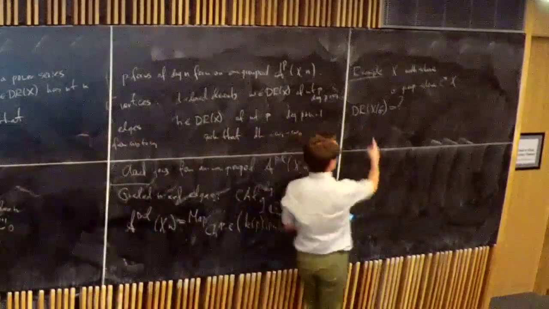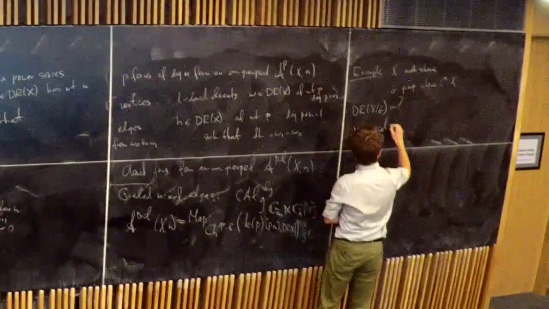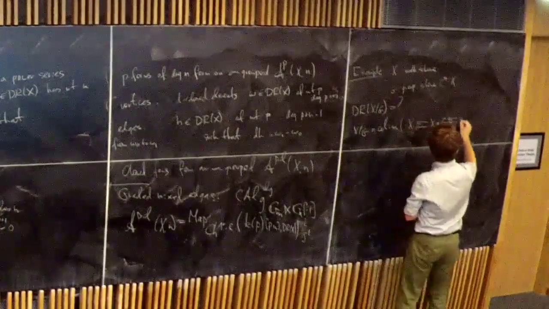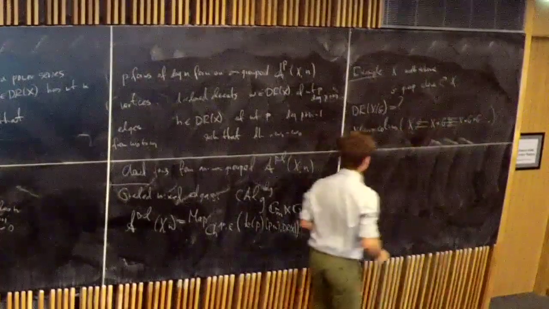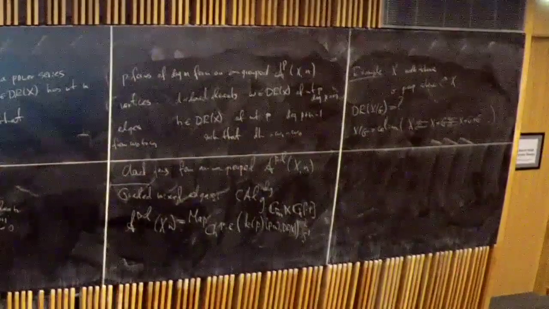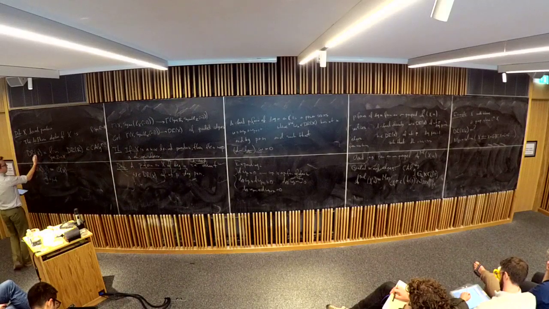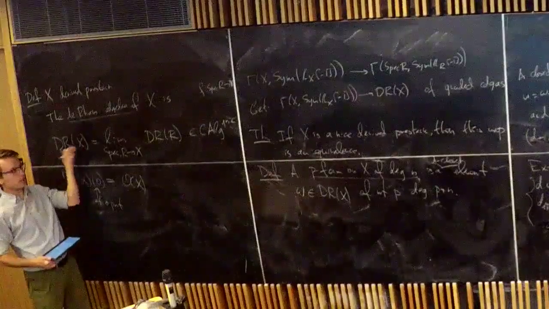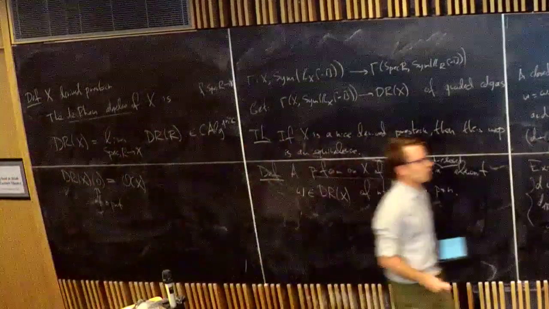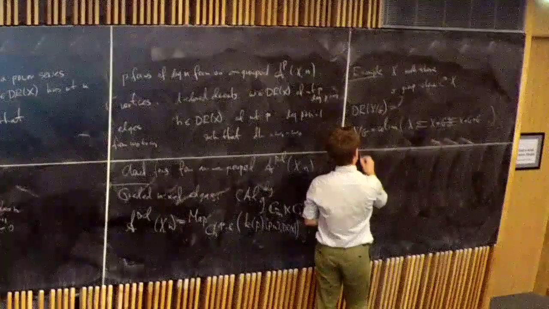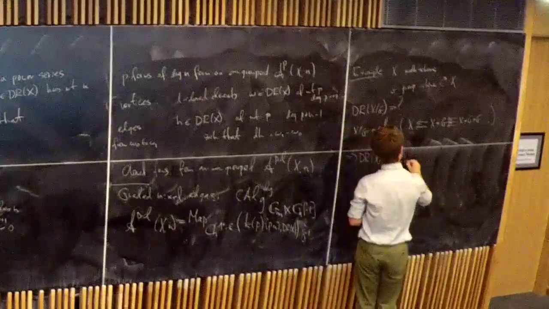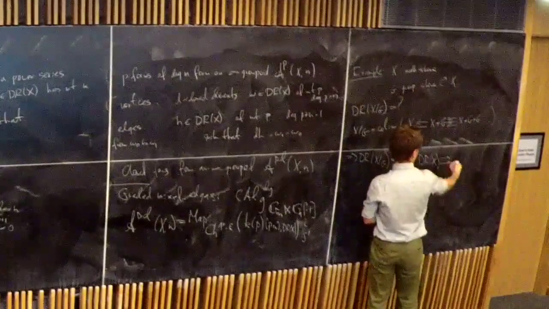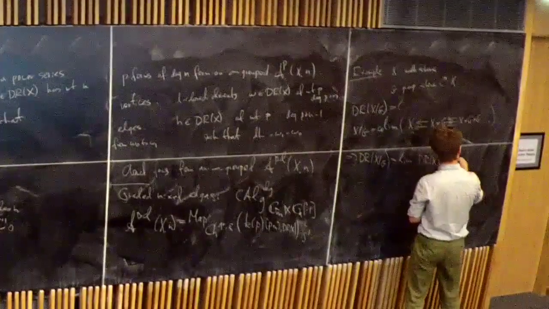If you recall the definition of X mod G, it was given by some colimit of the corresponding bar construction. By definition, the de Rham complex takes colimits of prestacks to limits of the de Rham complex. So this means that the de Rham algebra on X mod G is the limit. This was a simplicial scheme, so now I'm getting a cosimplicial graded mixed complex.